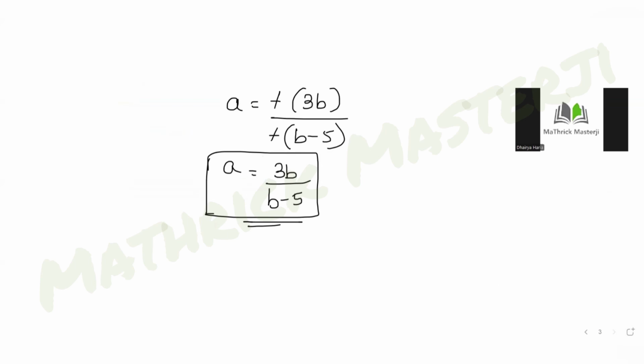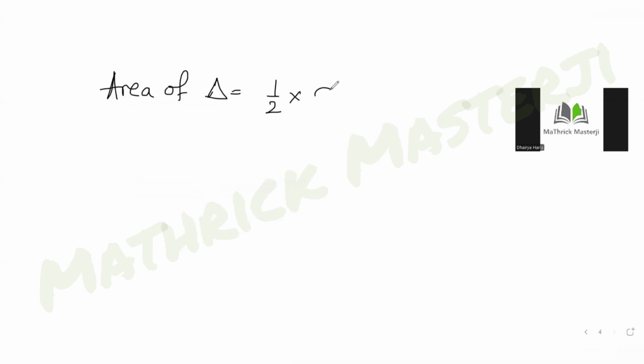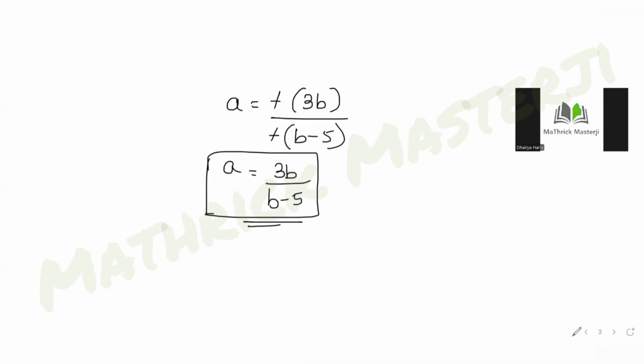Now the question is asking me to figure out the minimum area of the triangle. The area of a triangle is half into base into height, where the base is a units and the height is b units. So I get half times a times b. We know the area of a triangle can never be negative, so let's put a mod sign here, that is mod of half of a into b. Whatever your x-intercept and y-intercept are, they can be on the negative side as well, so the mod gives me the area of the triangle, always positive. If I solve for this, I get half times a. I have converted it in terms of b, so let's substitute.